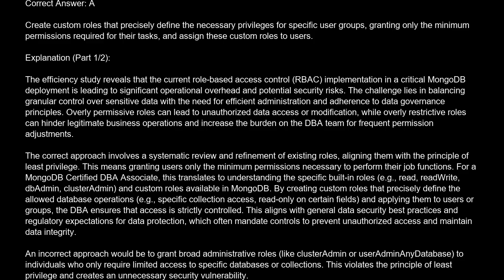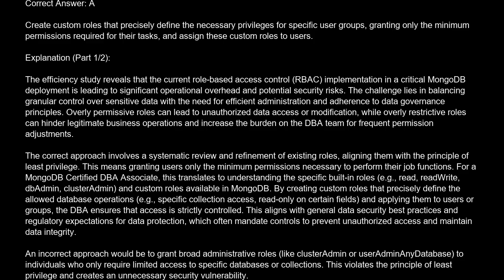The challenge lies in balancing granular control over sensitive data with the need for efficient administration and adherence to data governance principles. Overly permissive roles can lead to unauthorized data access or modification, while overly restrictive roles can hinder legitimate business operations and increase the burden on the DBA team for frequent permission adjustments. The correct approach involves a systematic review and refinement of existing roles, aligning them with the principle of least privilege. This means granting users only the minimum permissions necessary to perform their job functions.